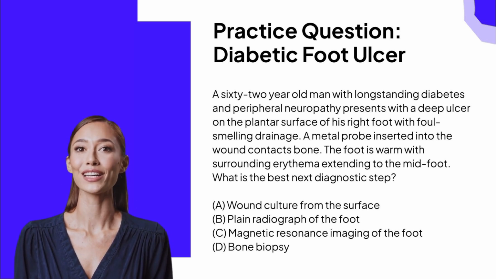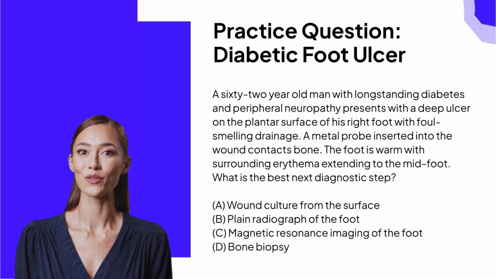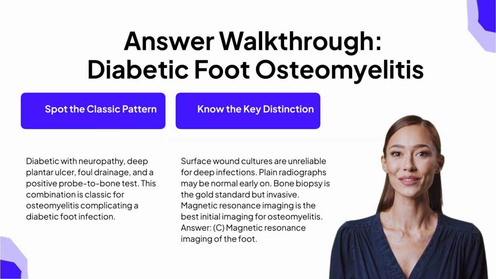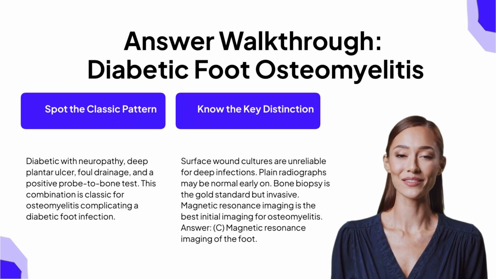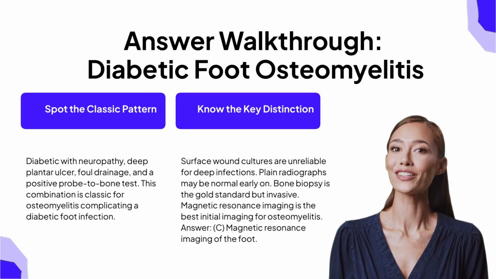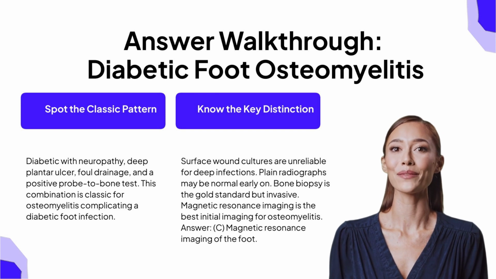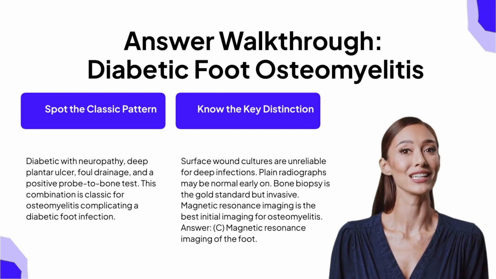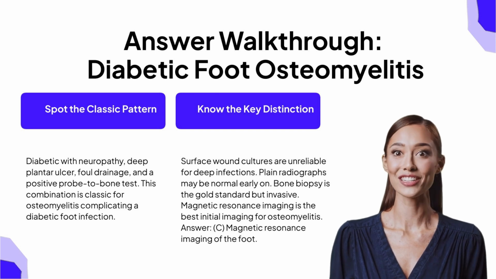The probe to bone finding is a major clue here. Think about what diagnosis the board is pushing you toward. Let us walk through this answer. First, spot the classic pattern. You have a diabetic patient with neuropathy, a deep plantar ulcer, foul drainage, and a positive probe to bone test. This combination is classic for osteomyelitis complicating a diabetic foot infection. The probe to bone test has very high predictive value, and the boards love to include this finding.